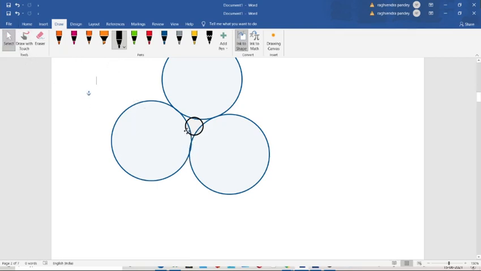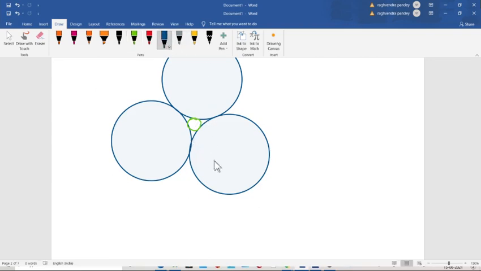I want a smaller sphere. Let's make it by hand. So I'm making it by hand only. The smaller sphere touches all the big spheres. So that is a big sphere.